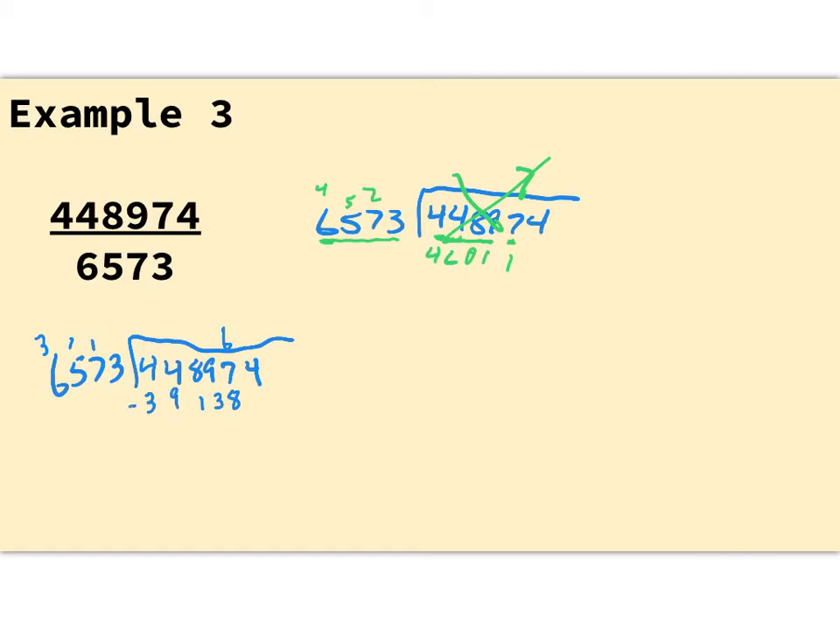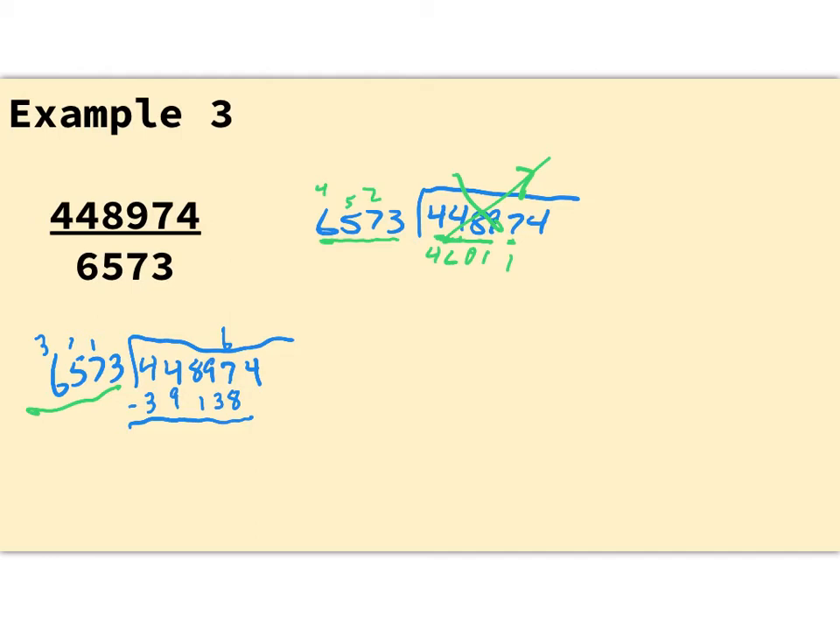And now when we go to subtract, after you subtract, the number you come up with must be smaller than your divisor. It cannot be bigger than your divisor, or else you'll have to add up a number.